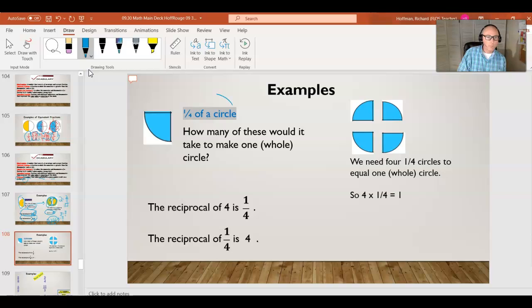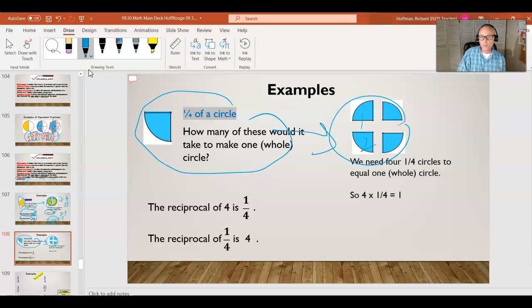How about 1/4? How many 1/4 does it take to make a whole 1? It takes 1, 2, 3, 4. So 4 times 1/4 is 1. So the reciprocal of 4, or 4 over 1, is 1/4. Flip them. The reciprocal of 1/4 is 4 over 1, or 4. Flip them.